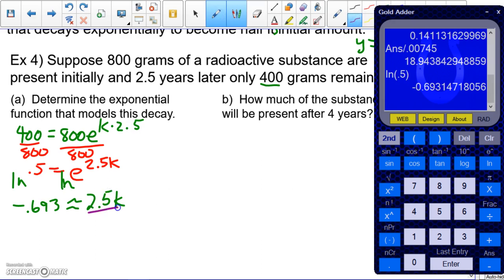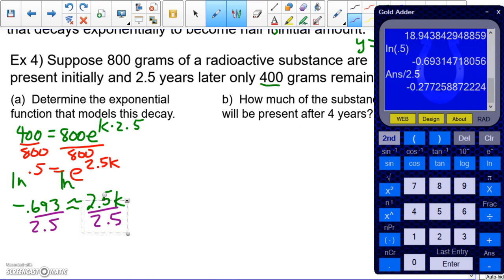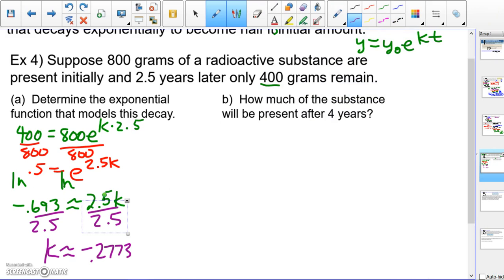And then, if we continue to solve, we're going to divide by 2.5. So take that number; notice I haven't rounded off. I'm going to divide by 2.5. K is approximately negative 0.2773, let's say. So if I want to determine the function, I've got this model. You would have y equals, the starting amount was 800, times e to the negative 0.2773 t.